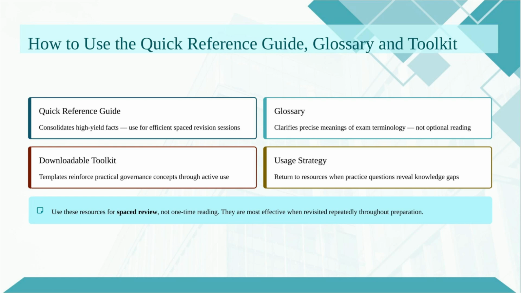The quick reference guide is different. It's your big picture map, perfect for those moments when you want to see how everything connects without rereading whole chapters. I love using it right before revision to refresh the overall shape of things. And the downloadable toolkit? That's your practical companion, the templates and resources that show you how this knowledge looks in real work. Here's my key piece of advice.